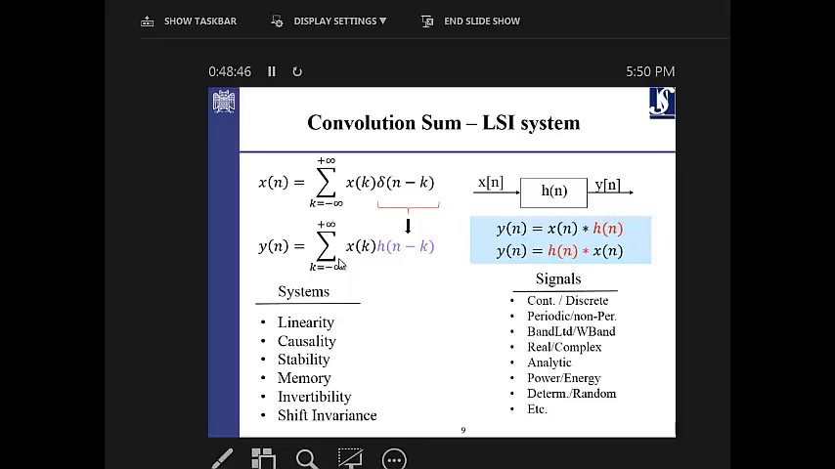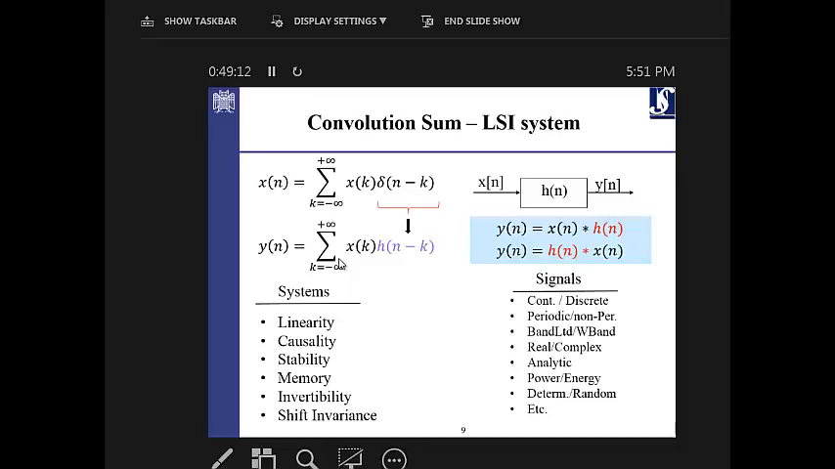So for the classification of different types of systems, we can go through these classes: the linear systems, causal systems, stable systems, memory having systems or memory-less systems, invertible systems or non-invertible, and shift invariance, which we talked about.